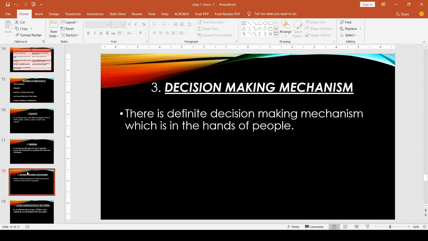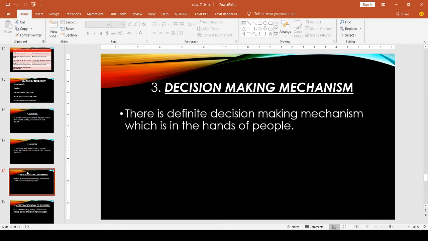Then the third one, decision making mechanism. There is a definite decision making mechanism which is in the hands of people. That means government is not run according to the whims of the ruler. Government is run according to the opinion of the people. People can express their opinion fearlessly.